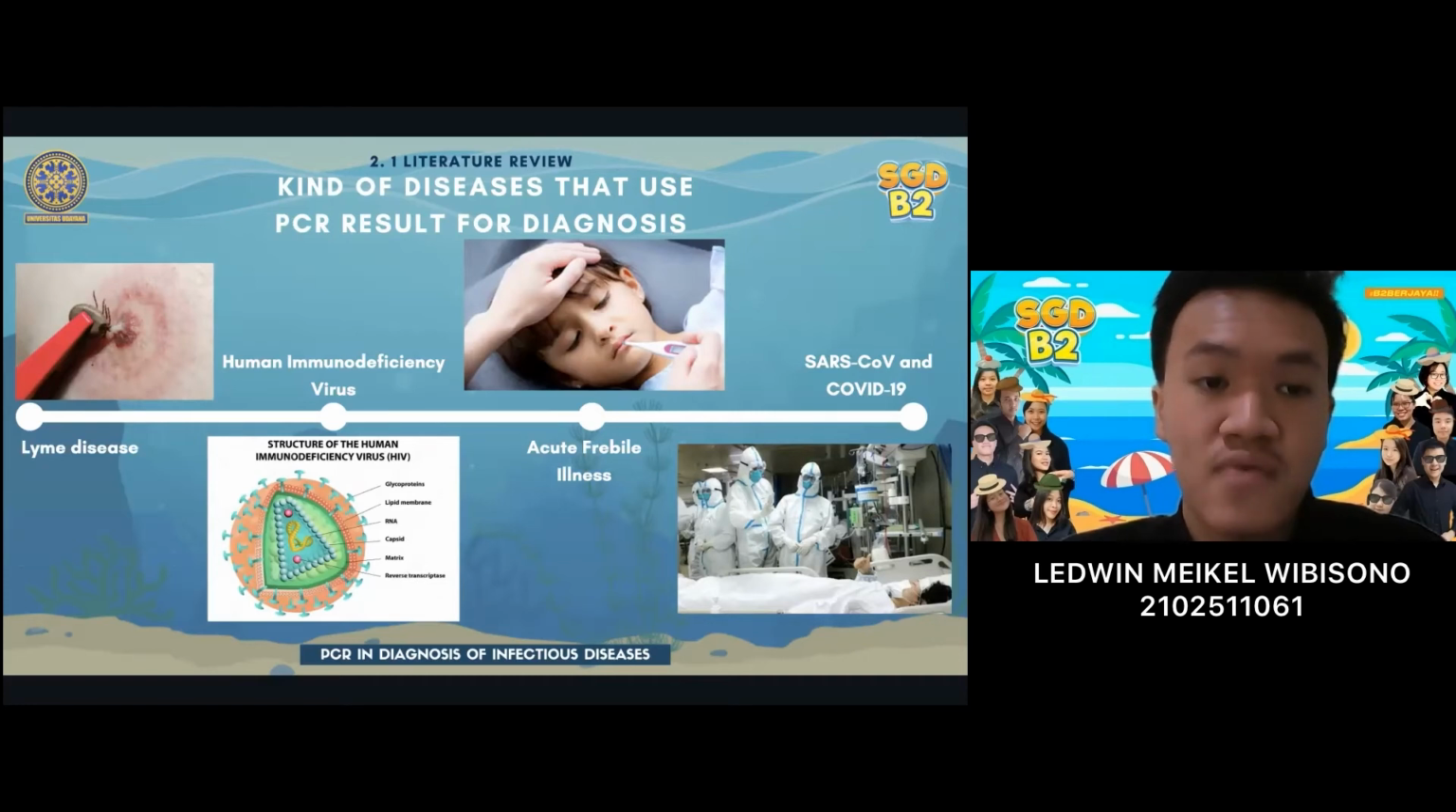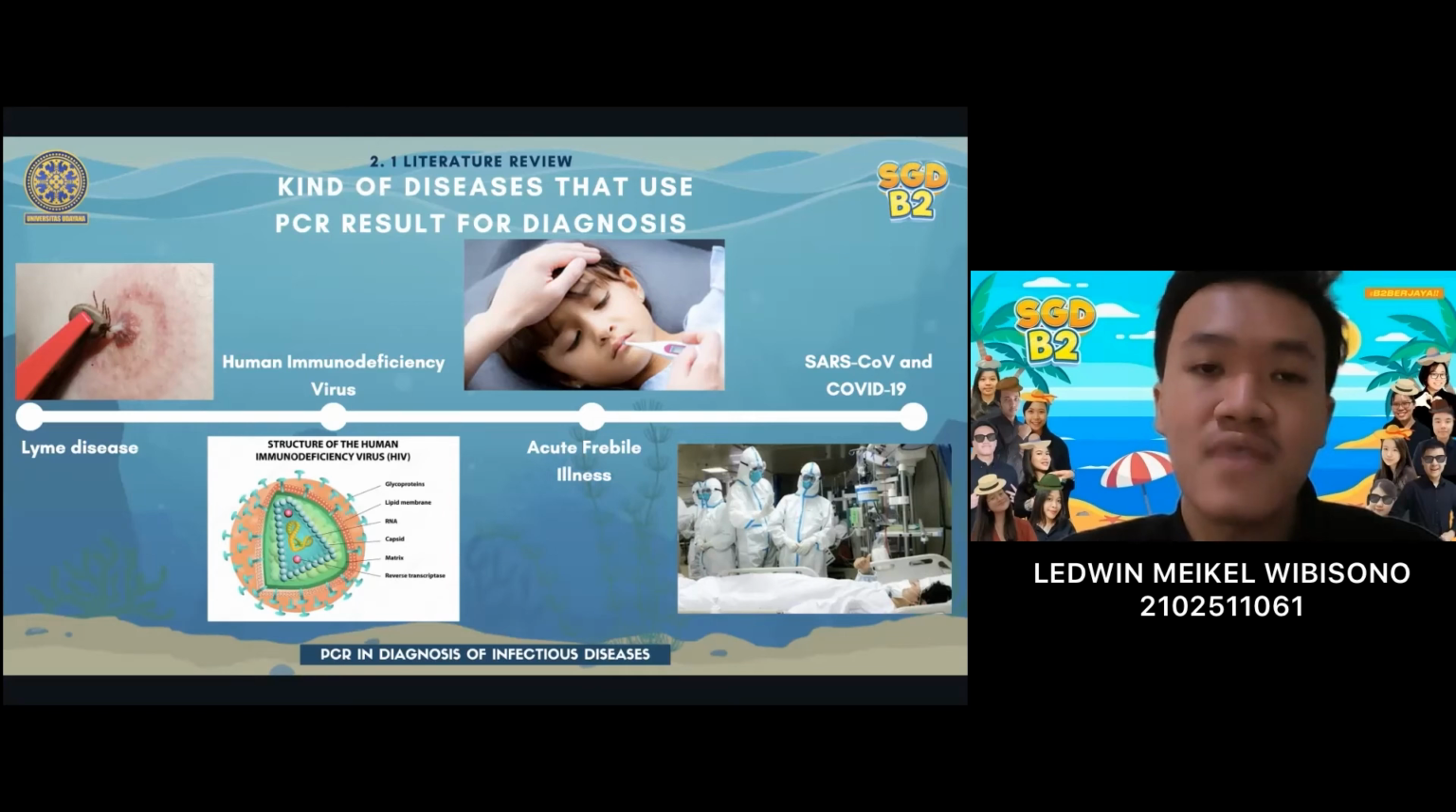The next one is human immunodeficiency virus, or HIV. In the primary stage, HIV does not have specific symptoms. Therefore, HIV infection is difficult to diagnose early, resulting in opportunistic infections. In diagnosis, PCR tests are used to detect HIV.